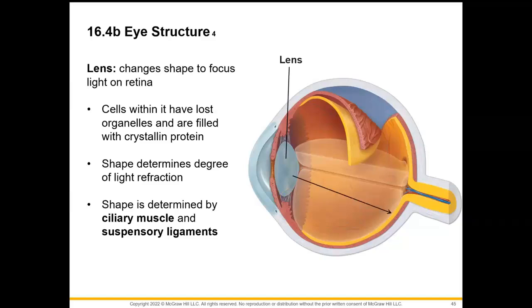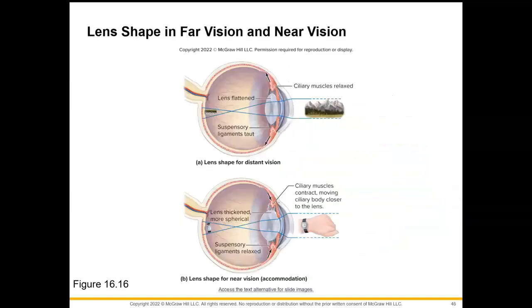So that arrow is representing the light, let's say. And here's another illustration demonstrating far vision and near vision. Obviously here we are looking at some mountains, and you can take a look at the lens, how it has flattened out and the ciliary muscles are nice and relaxed, keeping the suspensory ligaments taut so we can see that mountain range in the distance.